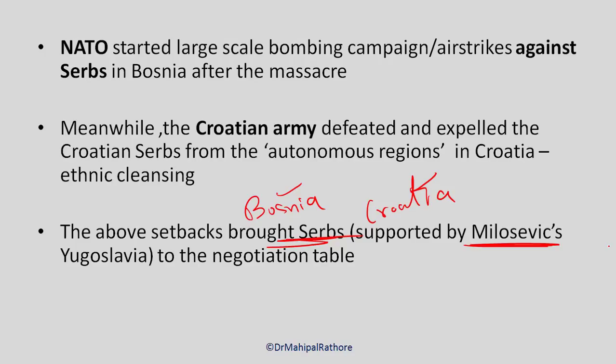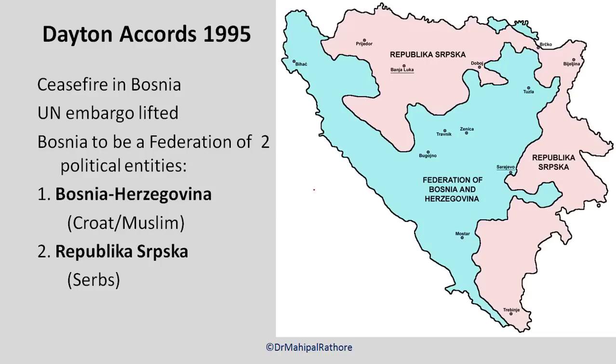Now finally he decided to come to the negotiation table, and this negotiation was held in a place called Dayton, which is in Ohio in USA. So that is why they are called the Dayton Accords 1995. According to the Dayton Accords, in Bosnia there was a ceasefire, no more fighting. The UN embargo was lifted so that aid can also come in, food materials can come into the war-ravaged country. And Bosnia was politically divided into two entities. What were these two entities?